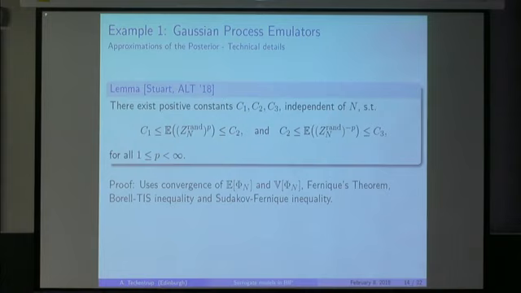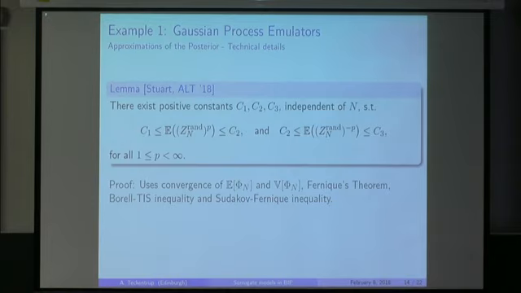So we can show that both the positive and negative moments of the normalizing constant for any p less than infinity can be bounded independently of n. Okay. So for that you use the fact that you know that these things converge. I'm going to comment on that in a minute. The really crucial part is using tools from stochastic analysis. So in particular you use Fernique's theorem.